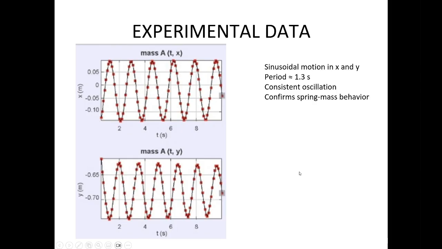These graphs show the experimental position data from Tracker. Both the x and y positions follow a sinusoidal pattern, indicating oscillation. The period is approximately 1.3 seconds and is consistent in both directions. This confirms that the system behaves like a spring mass oscillator.